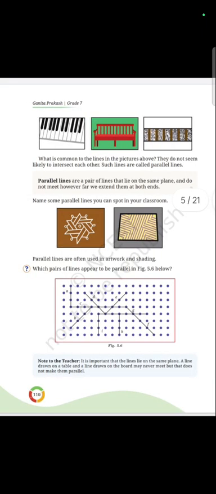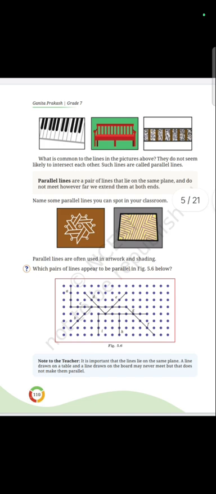Now, parallel lines are a pair of lines that lie on the same plane and do not meet however far we extend them at both ends. That means the distance between both lines remains the same. Parallel lines are often used in artwork and shading. These are certain practical examples.